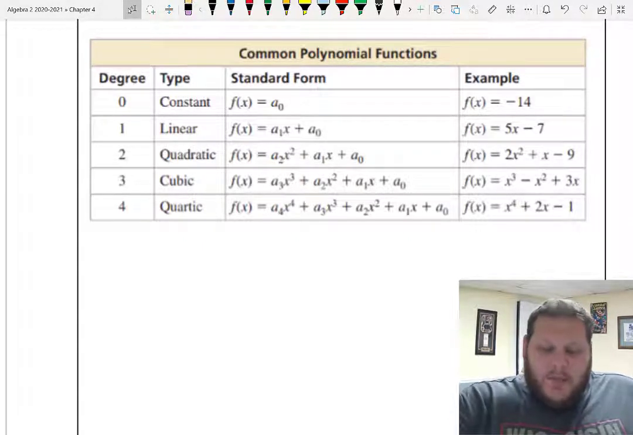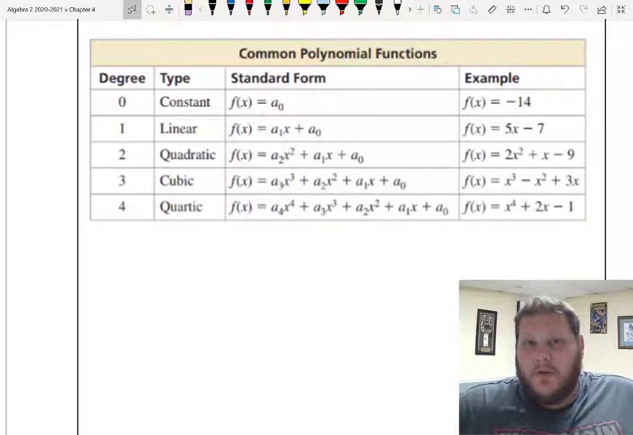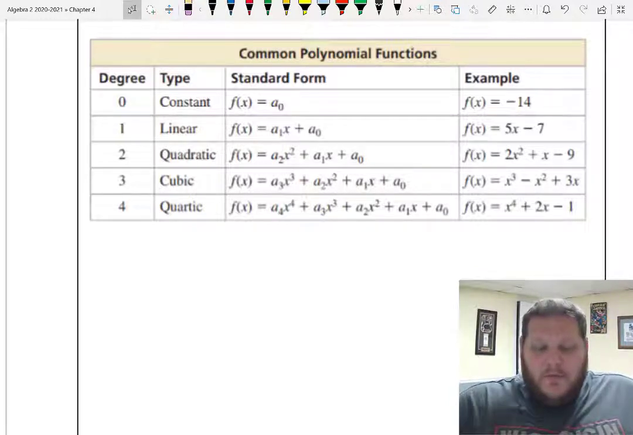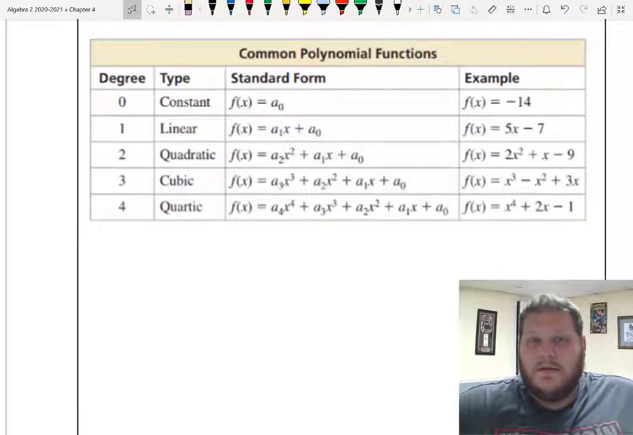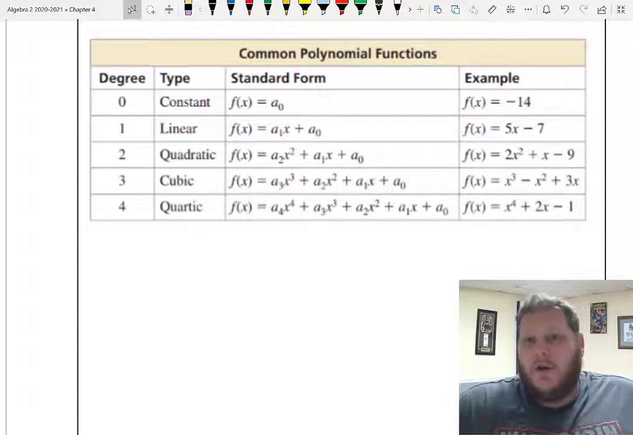And notice here again, my polynomial, it is a polynomial because my exponents are nice whole numbers. My coefficients are all real numbers. The degree, that tells us what the highest degree exponent is, what the biggest exponent is. And then the type is just how we classify that, what we call it. So we call it a constant graph, we call it a linear graph, we call it quadratic.